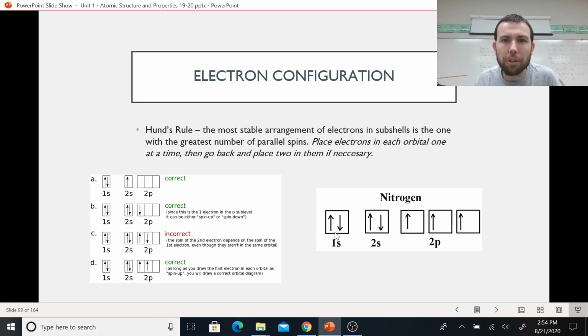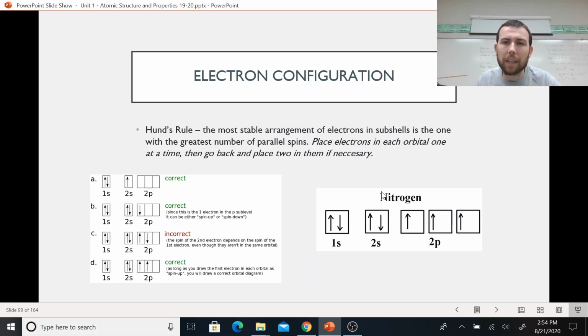first. You don't go 1, 2, 3, 4, 5, and then go back to s. No, you fill in the 1s first, then fill in the 2s, and then when you get to the 2p, instead of going up, down, you would go up, up, up, and then you would go back through and pair.